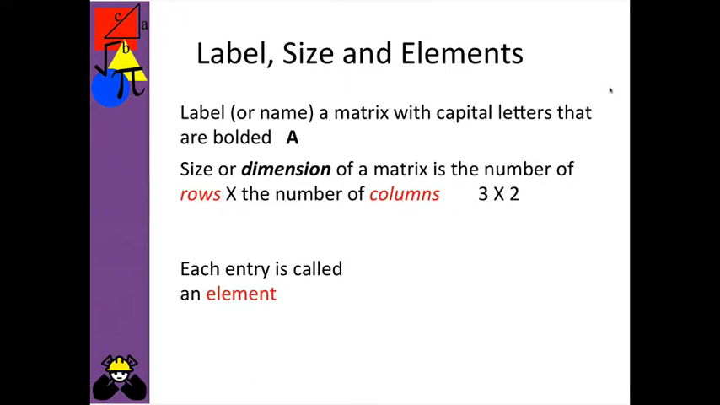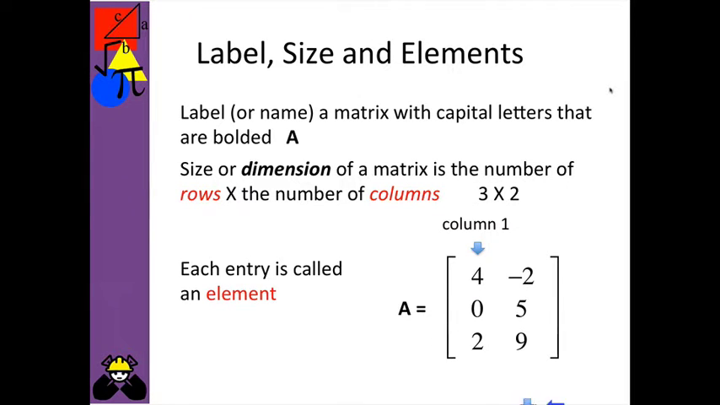And each entry is called an element. So when we look at this particular matrix, the matrix name is A, or capital A. Every element in there, 4 is an element, -2 is an element, 0 is an element, 5 is an element, 2 is an element, and so is 9. They are all just different elements of this matrix.